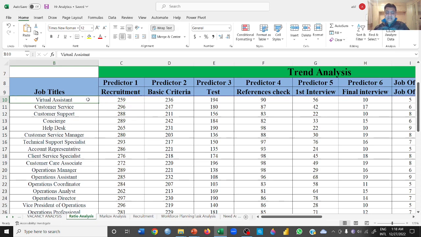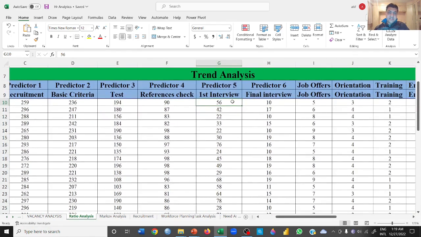So now what our data is telling us is that for virtual assistants, when you recruited 259 people, actually 236 met the basic criteria. The other applications were discarded. And then out of 236, only 194 were called for the test and others were dropped for some reason. After the test, only 90 were capable of going to the next stage. And when you check the references, you could only call 56 people for the interview. And then out of 56, only 10 were promising enough to be called for the final interview.